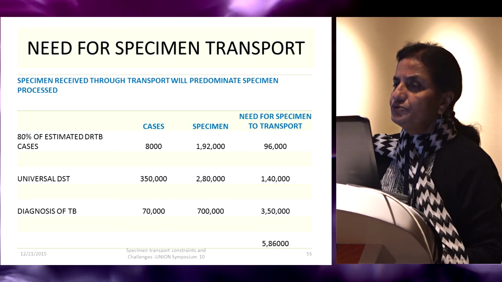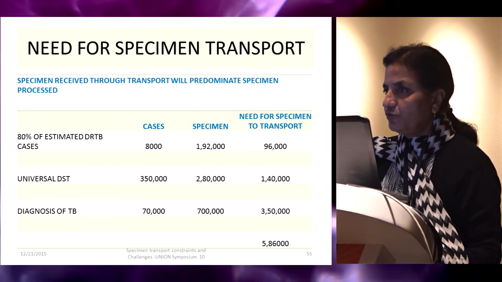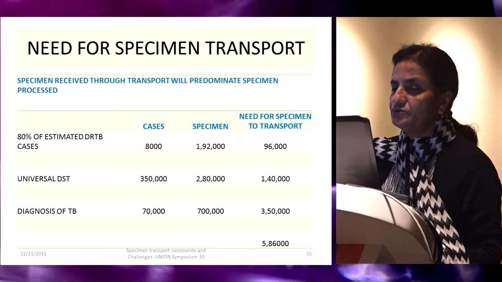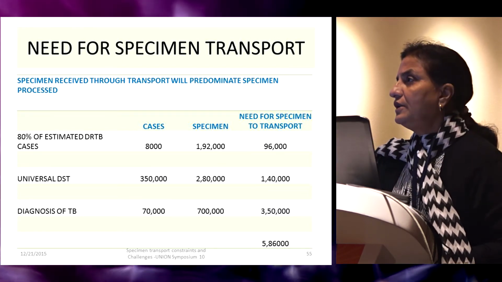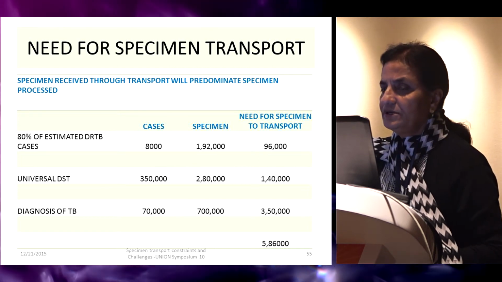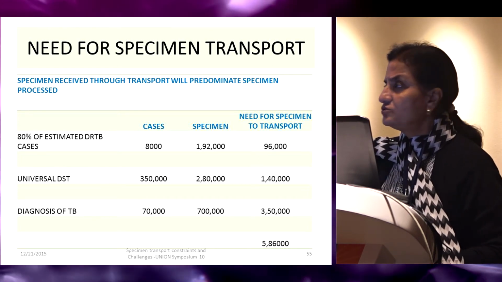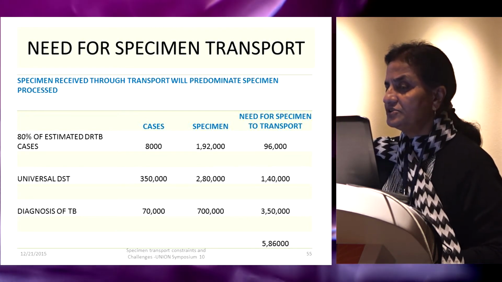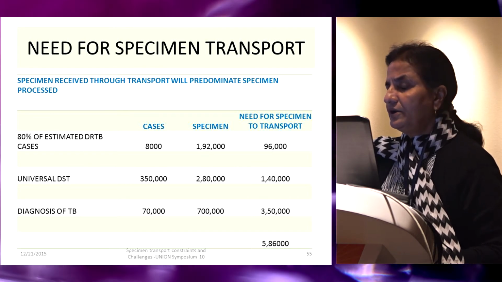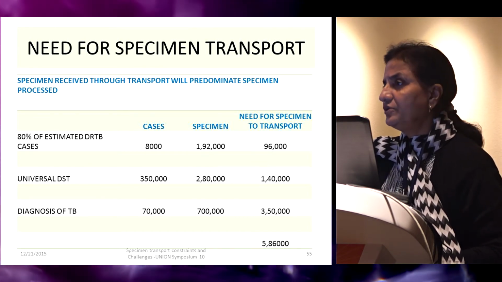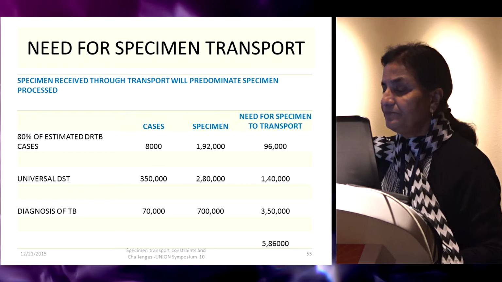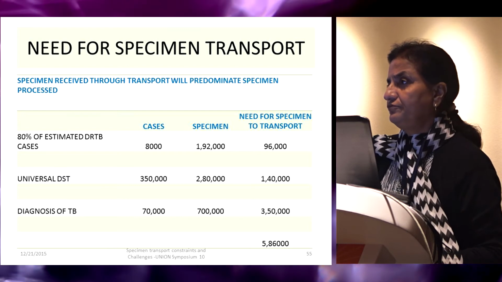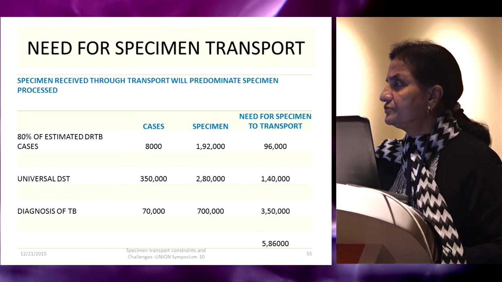So this is about the future need for testing: what testing would be required and how many specimens would need transportation. At the moment we are diagnosing 24% of the DRTB cases. If we target diagnosing 80% of the estimated DRTB cases, that would come to around 8,000 MDR patients, and that would mean that 192,000 cultures would be required for monitoring of these patients. And we anticipate that 50% of these would require transportation, if we assume that 50% would be at the same facility.